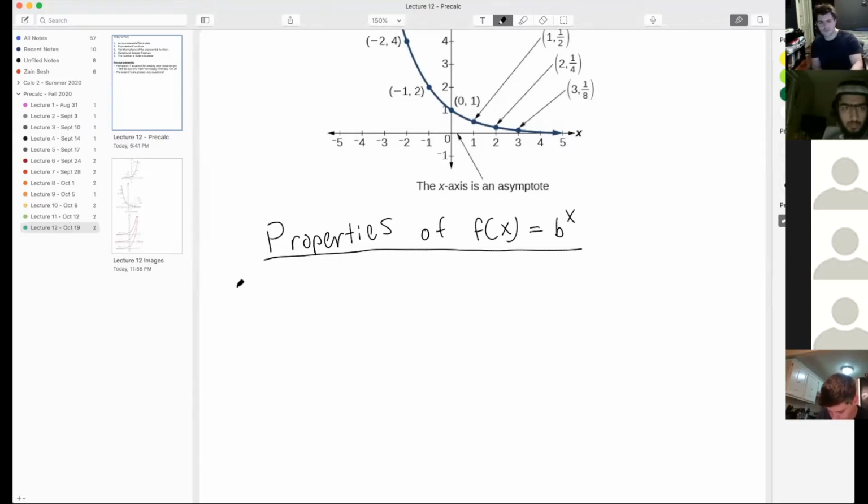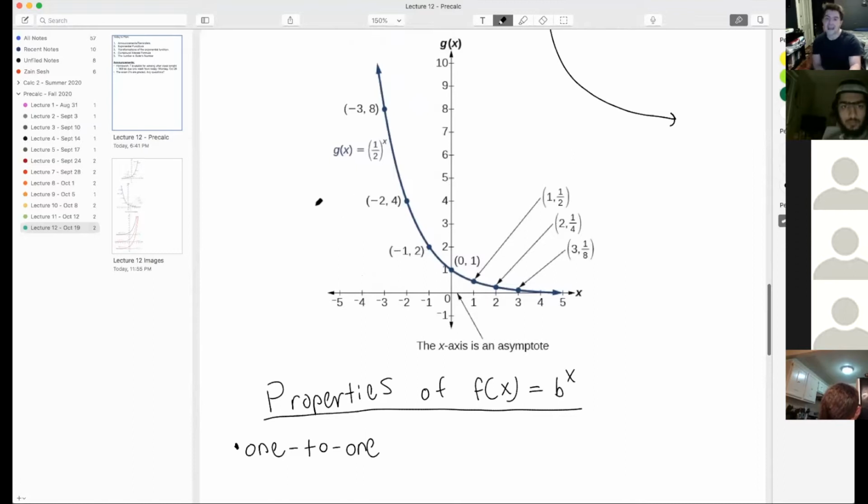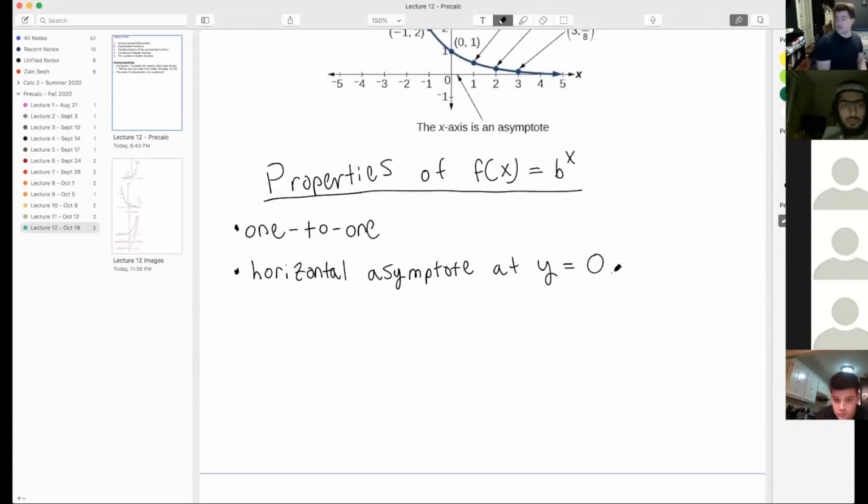So firstly, I have written here it's 1-to-1. It's a 1-to-1 function. You can see that pretty easily from the graph because it passes the horizontal line test. The horizontal line test tests for 1-to-1-ness, and it definitely passes, so it is 1-to-1. Next, we have a horizontal asymptote. Where is it at? It's at the x-axis, which is the same as the line y equals 0.